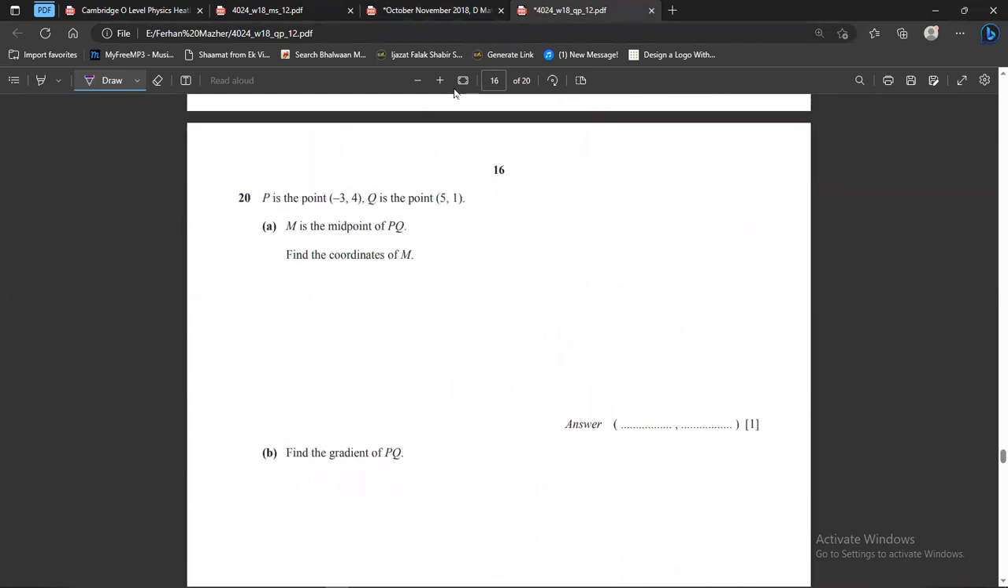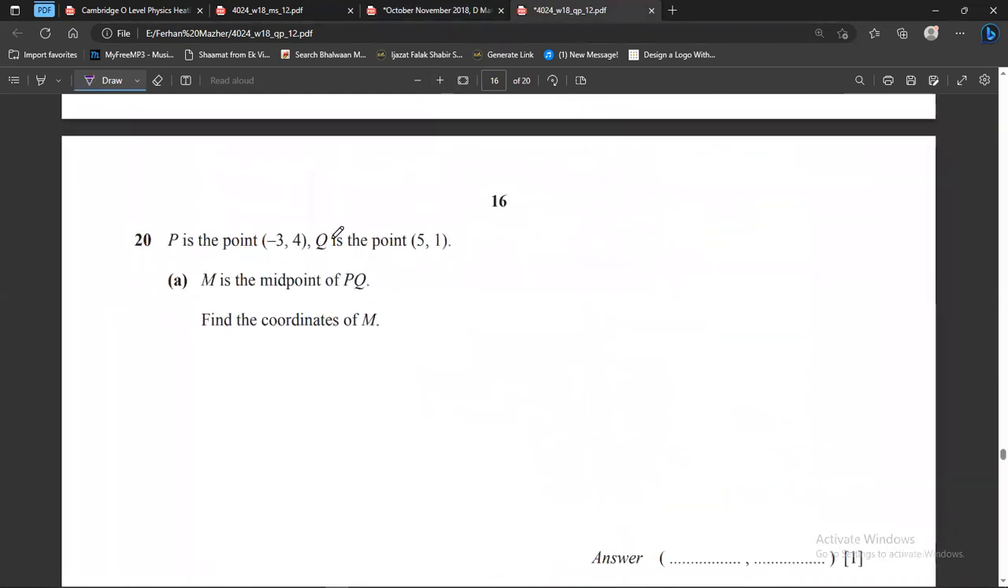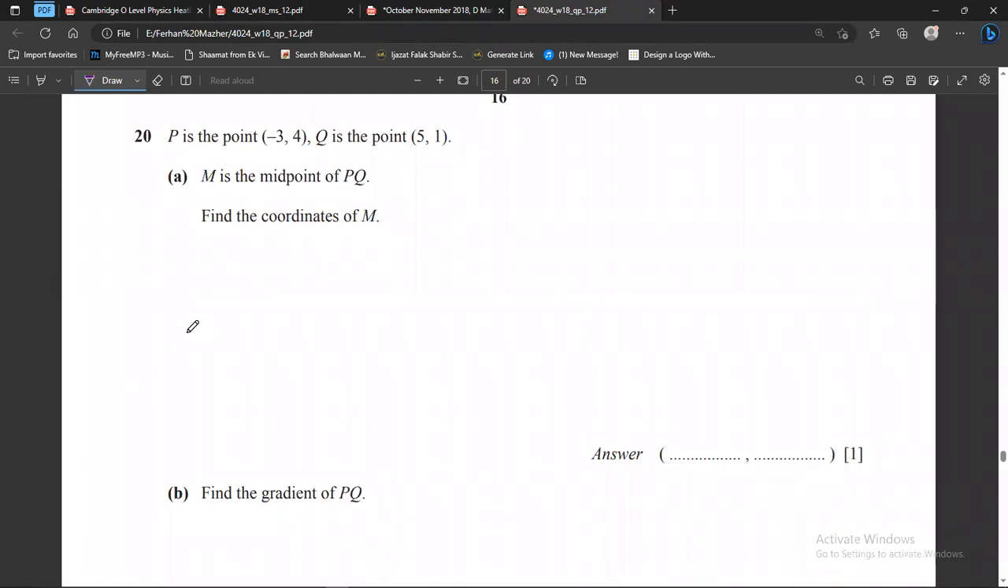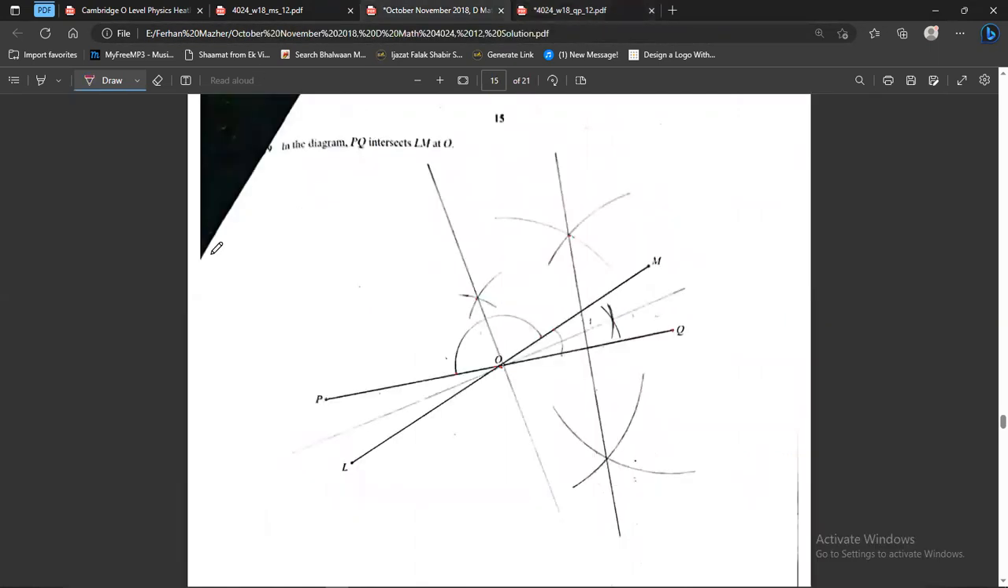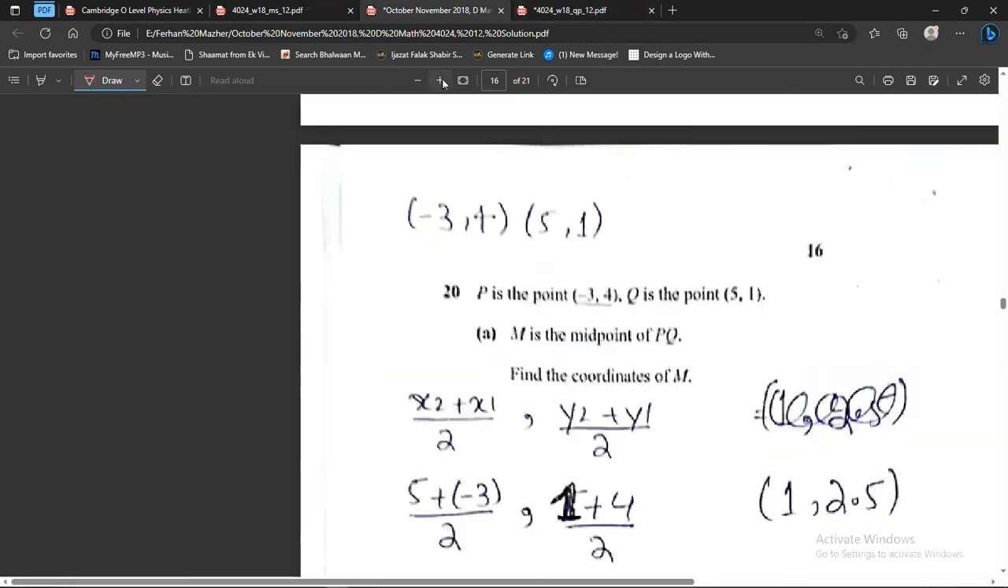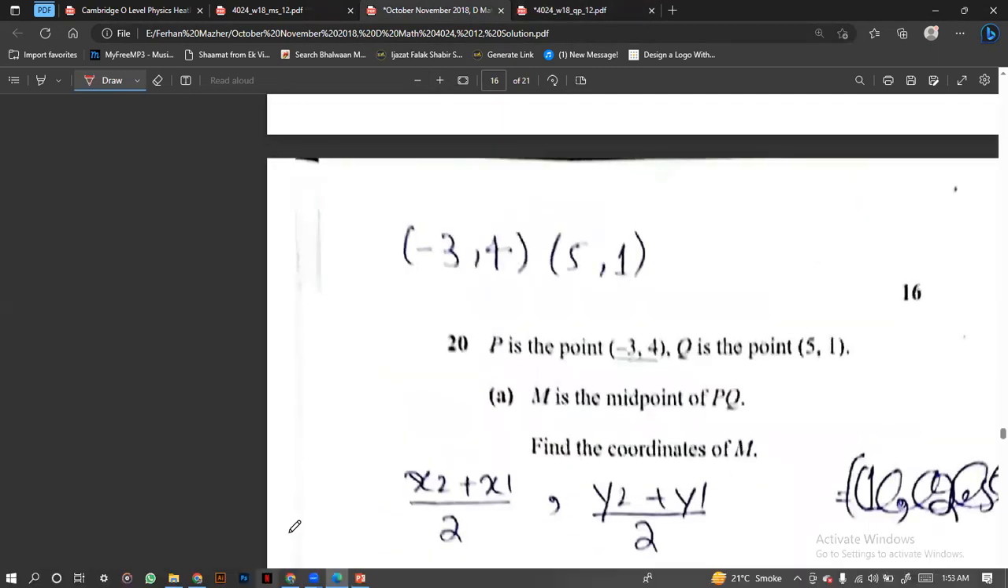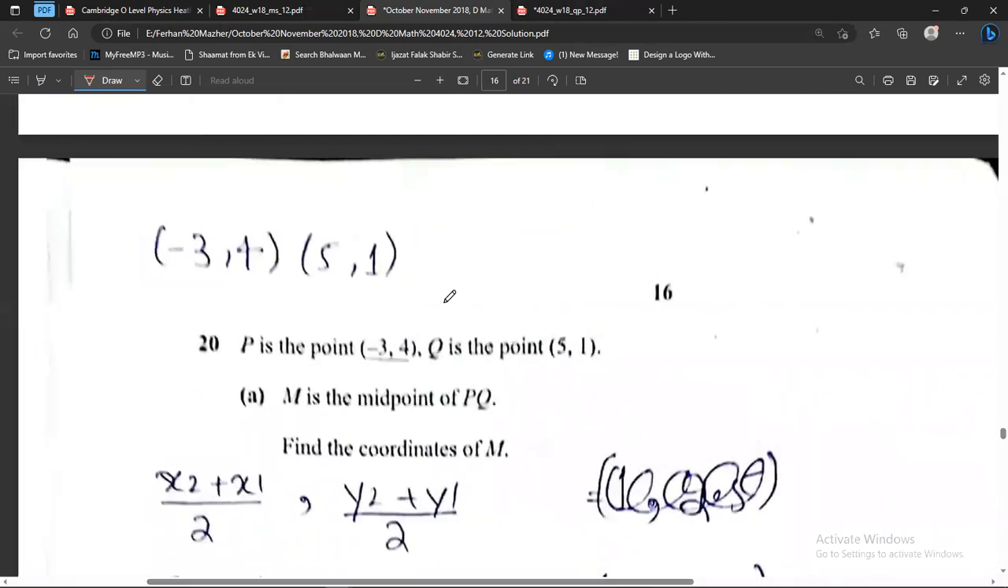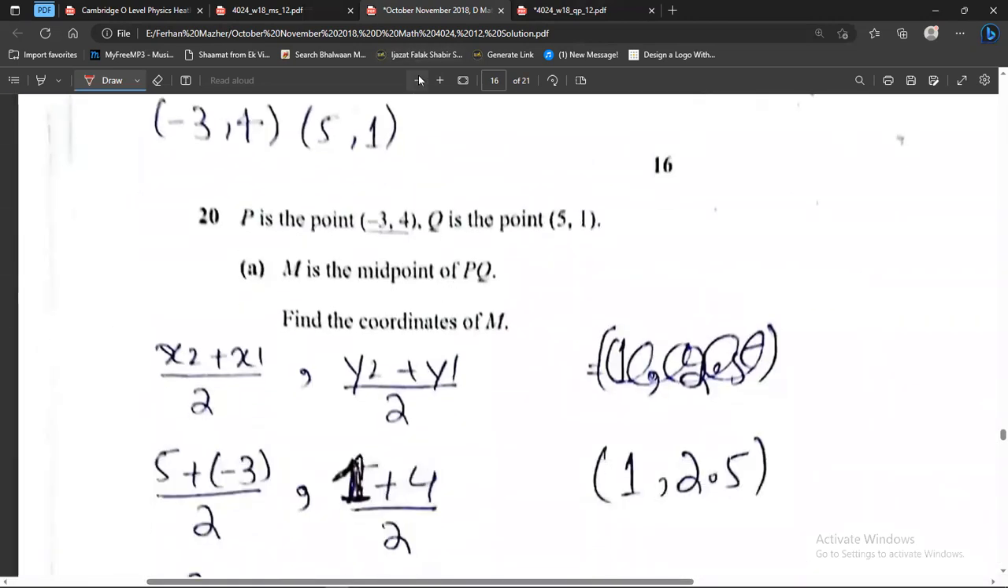The next question coming up on your screen is question number 20. He says P is the point -3, 4, Q is the point 5, 1, M is the midpoint of the PQ. Find the coordinates of the M. So the coordinates of the M, which is the midpoint, x2 plus x1 divided by 2, y2 plus y1 divided by 2. This is how you find the coordinates of the midpoint of two given points.